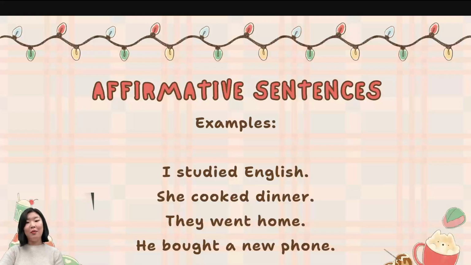Let's take a look at affirmative sentences. For example, "I studied English." It's a finished action. Therefore, I studied and that's it. We don't know if I will study now or in the future. We just know that the studying action is finished. How about "She cooked dinner"? Cooking is done and the action is over. I'm just going to move on and read the next examples. "They went home." "He bought a new phone."